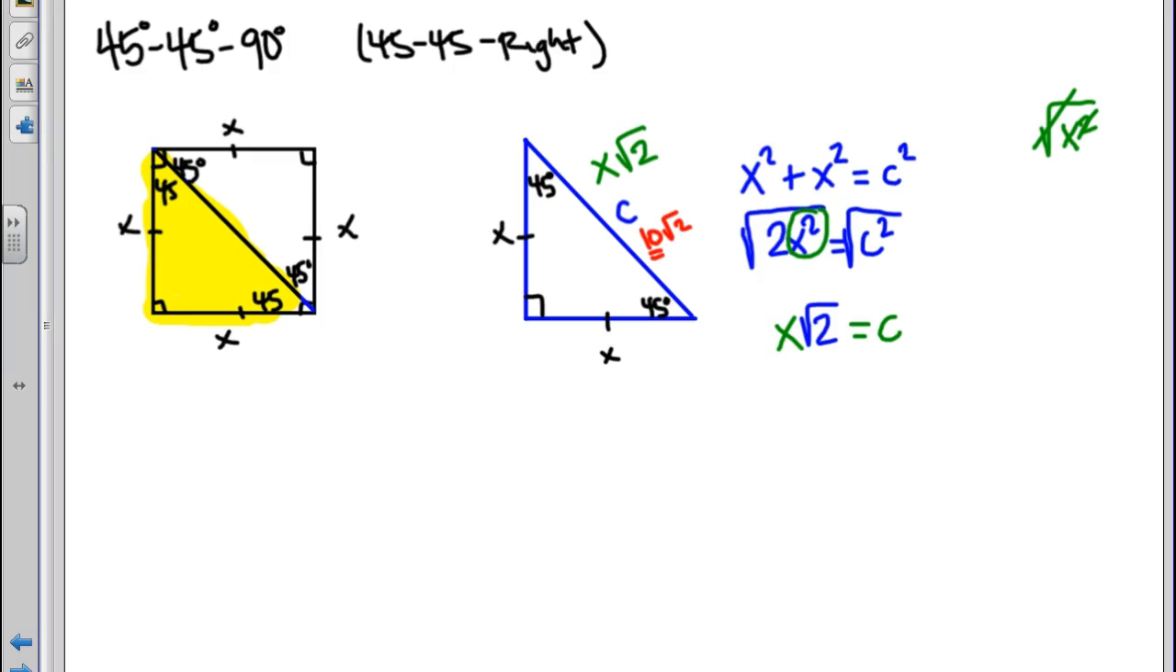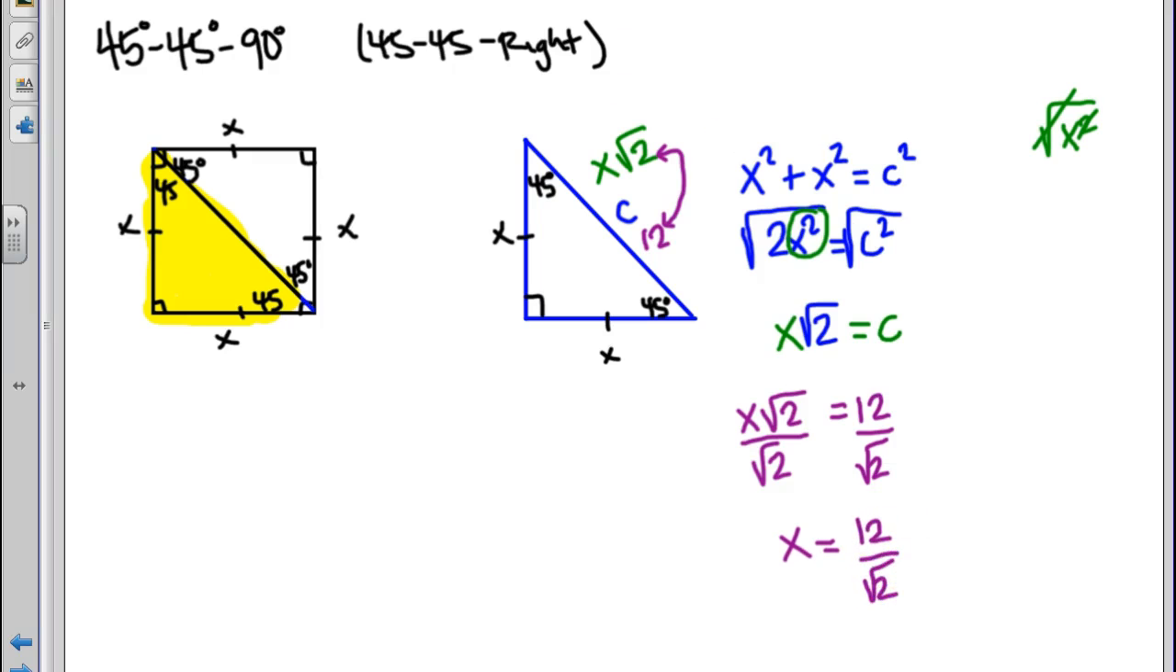Or if we say this side is 12, we can find these sides by setting these two equal. So check this out. x times the square root of 2 equals 12. I'm trying to solve for x because I know this side is already 12. I need to know the length of these guys. I divide by the square root of 2, which can be scary for a second. So x equals 12 over the square root of 2. Now, we do not like to leave square roots in the denominator, so we will rationalize here.